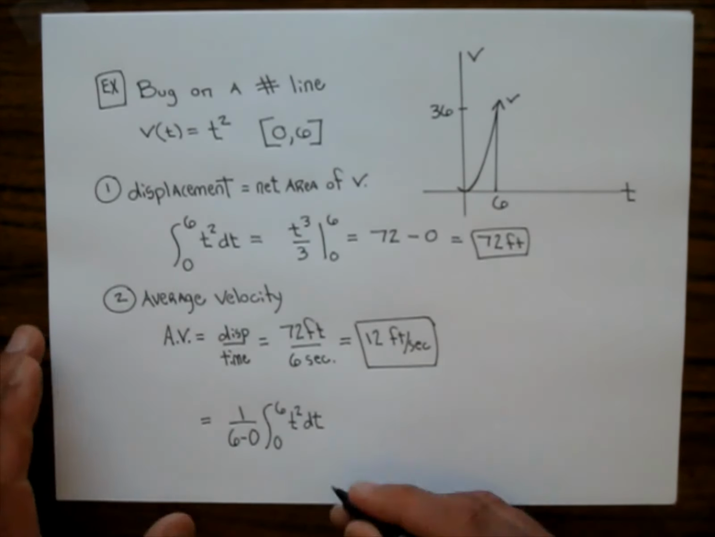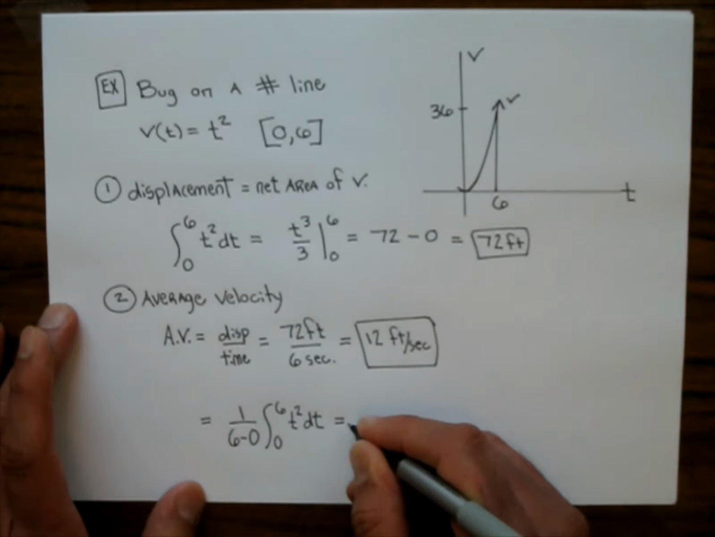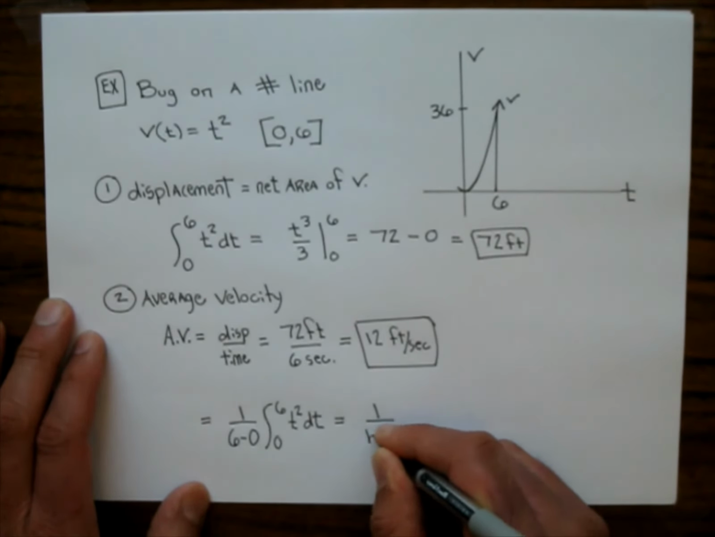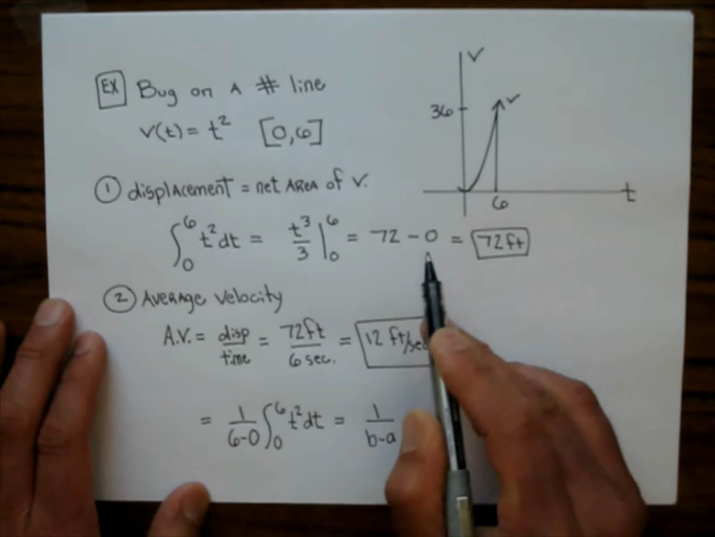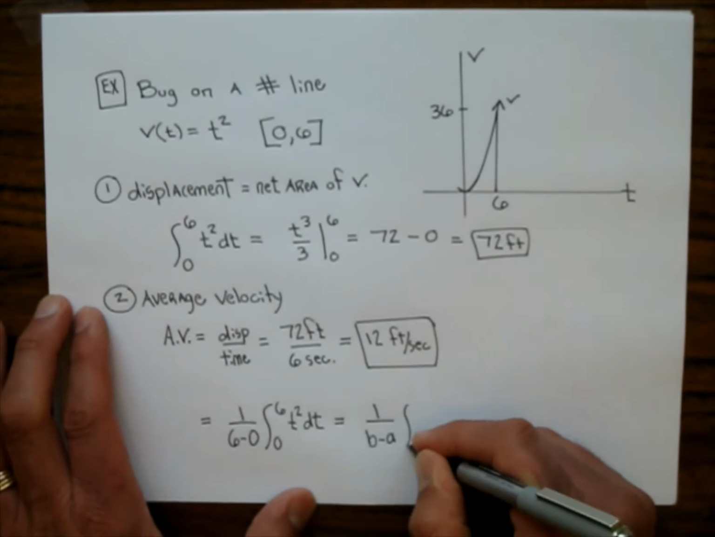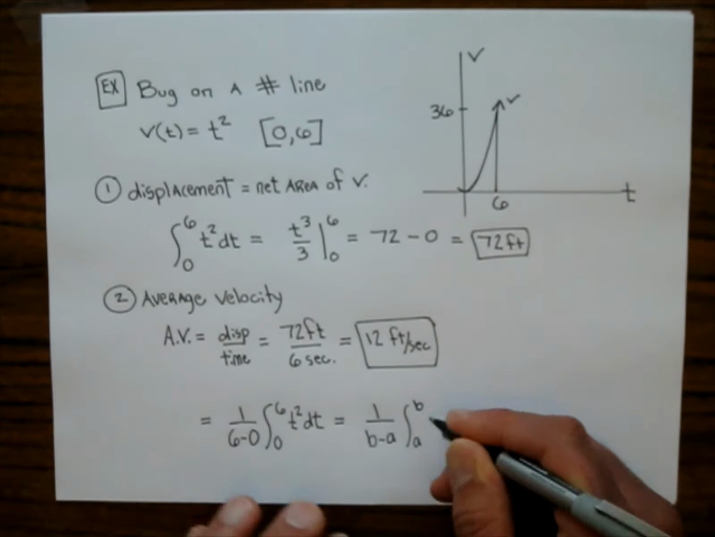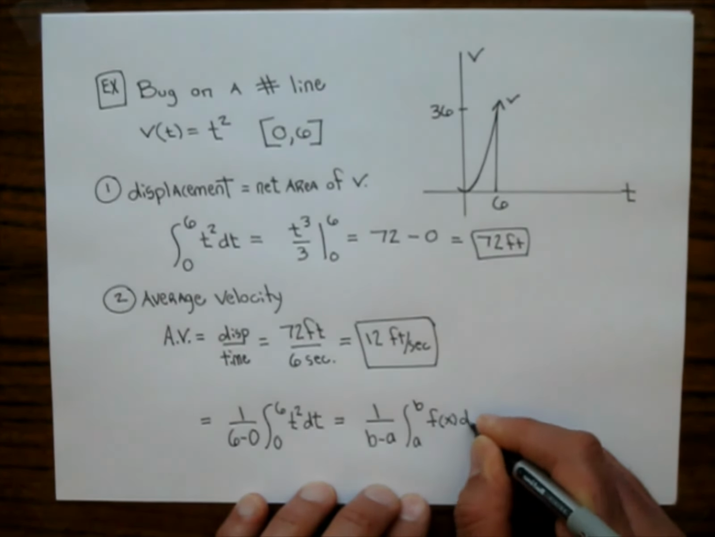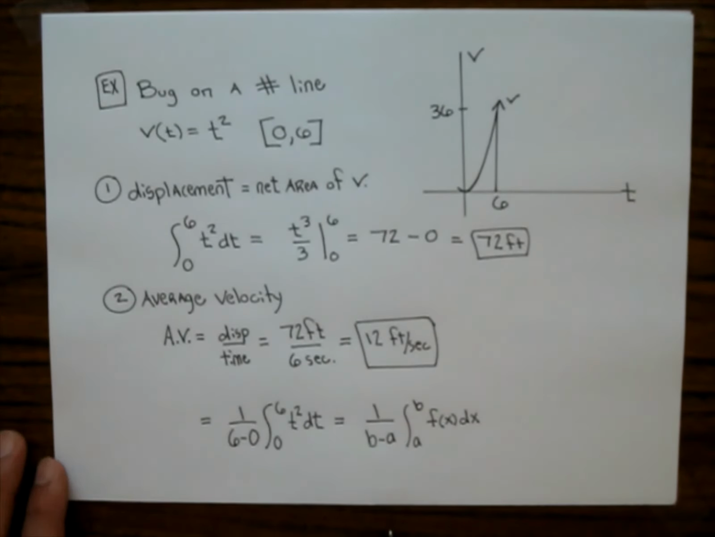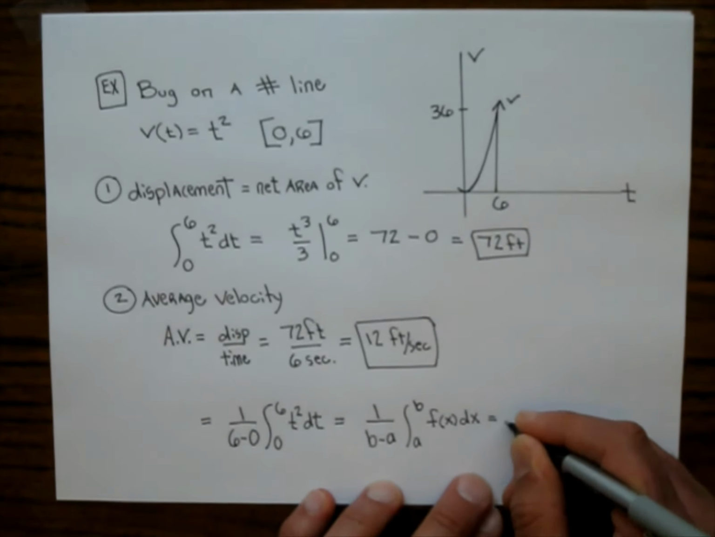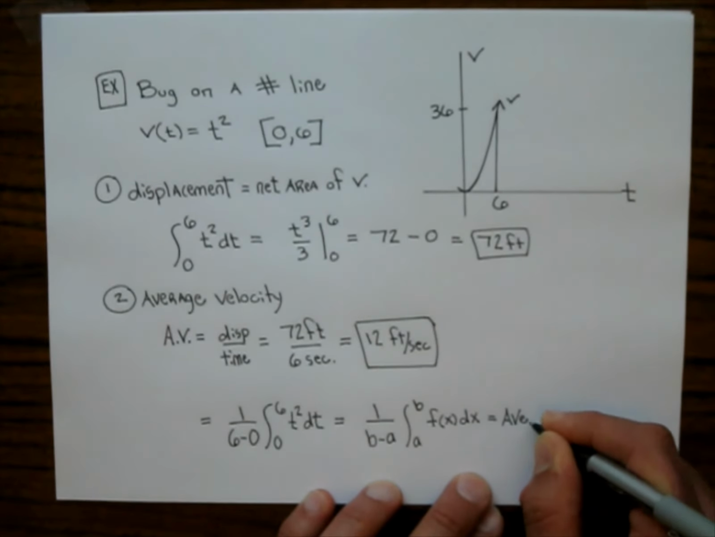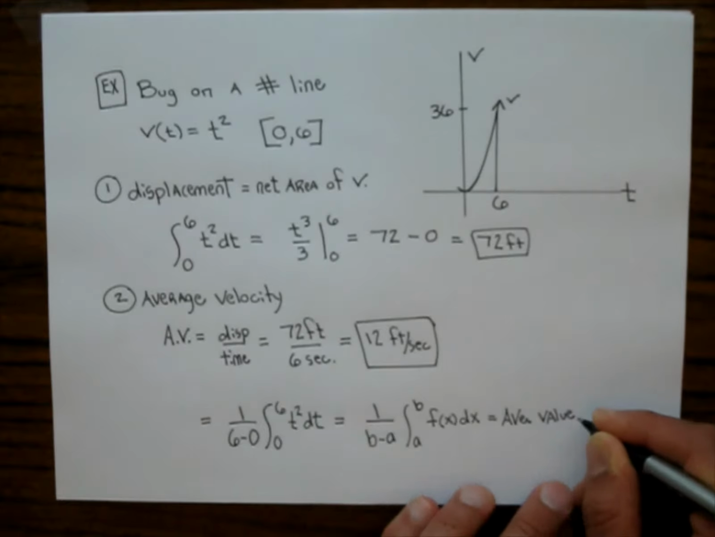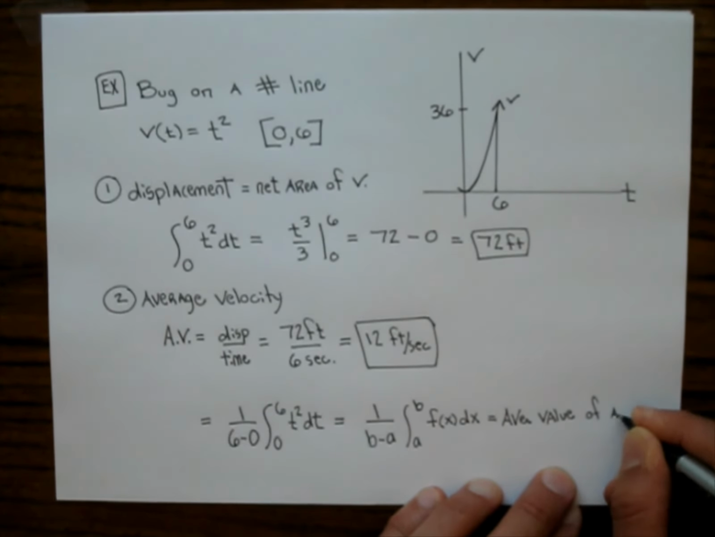And so what a lot of books will say for the average value of a function is they'll say it's going to be 1 over b minus a. That's the length of the interval. Integral from a to b. And then they'll probably put an f of x in there, f of x dx. And so this is the average value of a function.